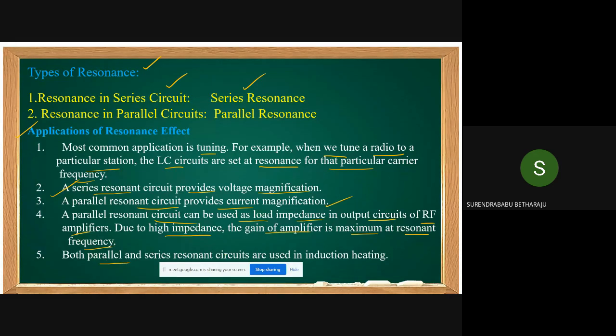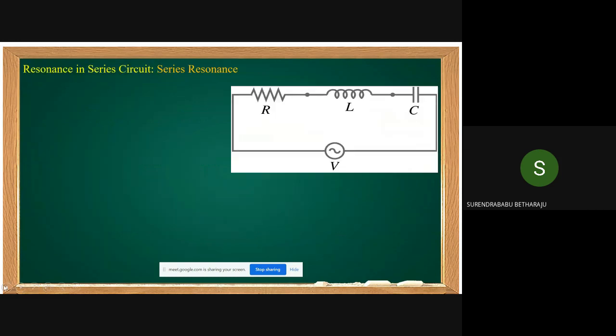Both parallel and series resonant circuits are used in induction heating. This is well known to the electrical students. Induction heating mainly depends on the current. If you want to get more current, then you want to operate at the resonance condition. Okay, these are the applications of the resonance effect.